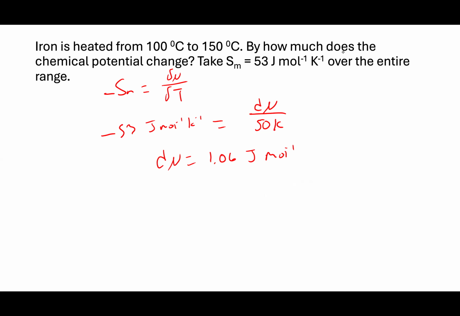So a very, very small amount, which is what you would sort of expect. This is solid iron in this range. It stays solid, and nothing is really changing all that much, so the chemical potential is not going to change all that much. It's the same phase, so we wouldn't expect that much of a potential change.